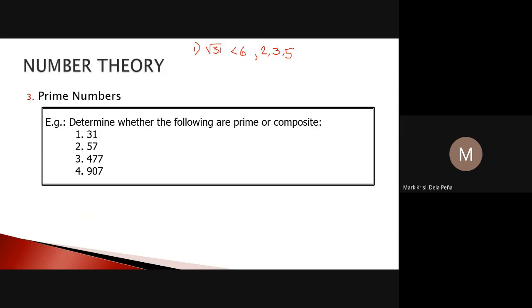Okay, let's check. Does 2 divide 31? No. Does 3 divide 31? No. Does 5 divide 31? No. Since 2, 3, and 5 do not divide 31, therefore 31 is a prime number.